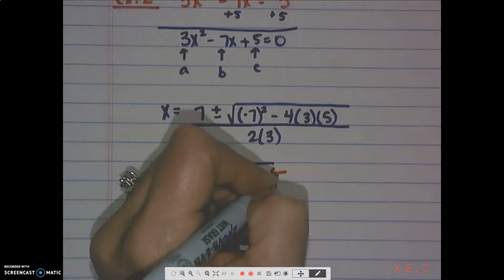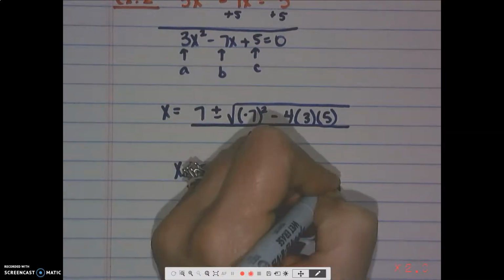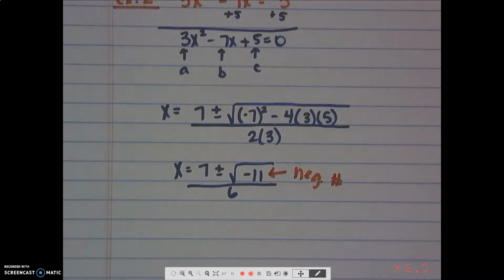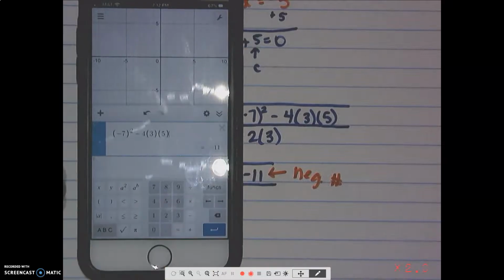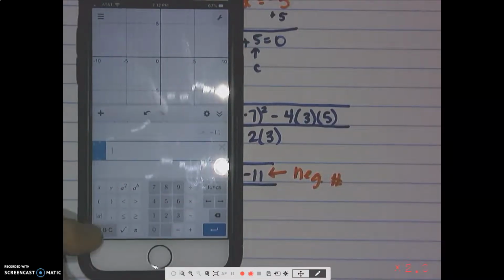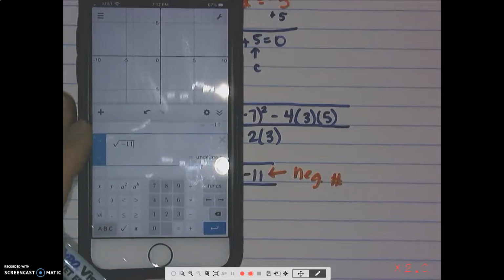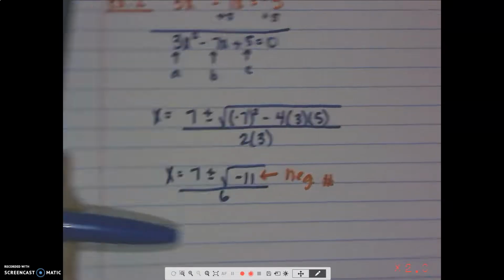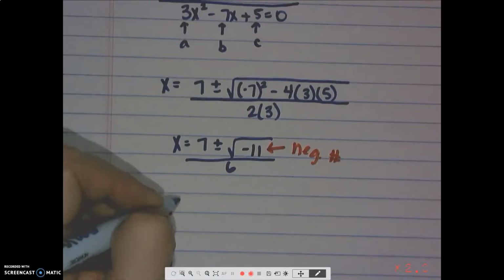Okay, so this right here is a negative number. If you have the square root of a negative number and we try and type that in here, the square root of -11 is undefined. So that is something that cannot happen. And so that means that we have no real solutions.